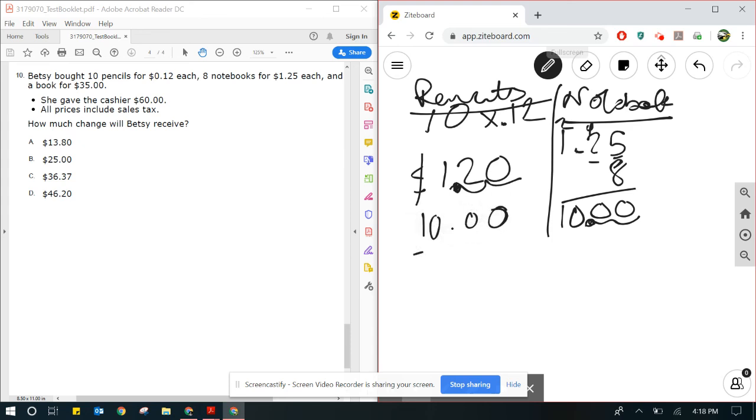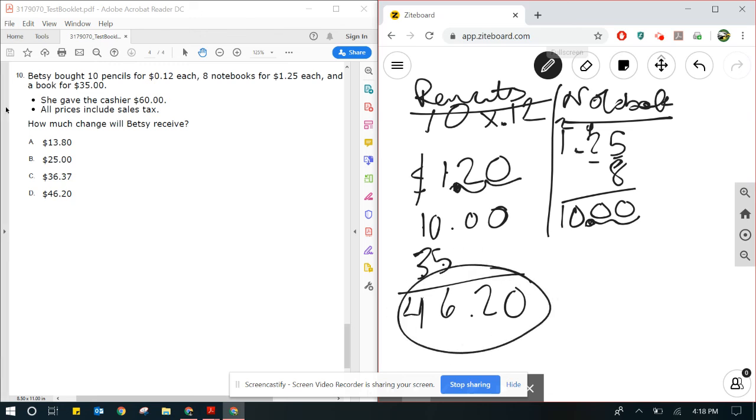And then it says that I also have $35. So I'm going to add my $35 book in. This gives me 0. This gives me 2. This is 1 plus 0 plus 5. It's 6. And then this is 1 plus 3 is 4. $46.20. But it says how much change is Betsy going to receive.